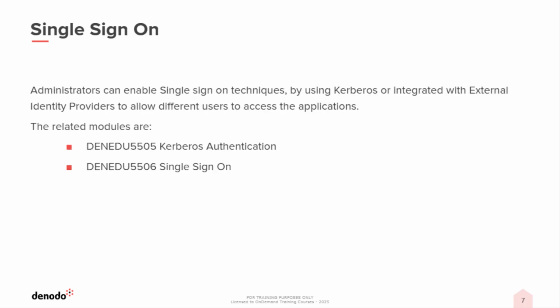In the next section of this course, we will learn how administrators can enable single sign-on in the Denodo platform using Kerberos or different identity providers. This allows users to log into different Denodo platform components without providing the credentials again in a secure fashion. We will have one specific module for Kerberos authentication and another one for other single sign-on mechanisms using an identity provider as shown in the slide.